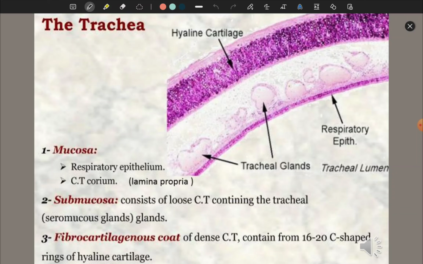Here in this region of the submucosa, which is much thicker, you can see a section of glands. Okay, secretory portions of glands. Those are the seromucous glands of the tracheal wall. Usually they are found in the submucosa.